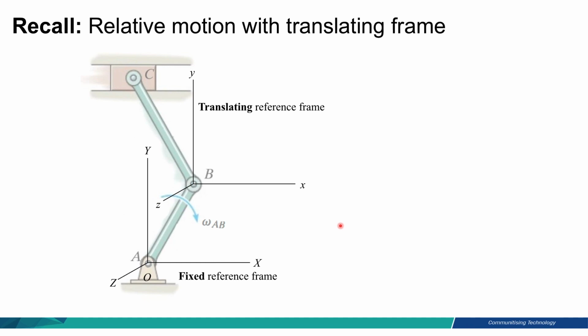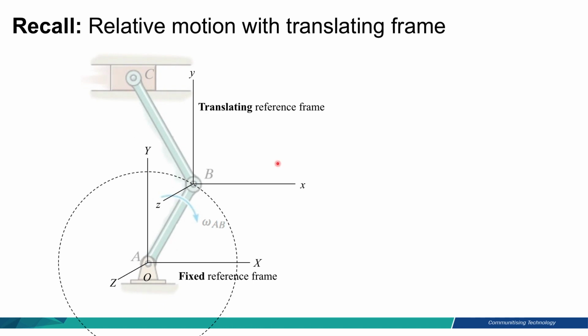From here we can draw the position vector of point B from the fixed reference frame, that is RB or RB/A in this case. We can also draw the position vector of point C with respect to the fixed reference frame, RC or RC/A. And then we can draw another position vector of point C with respect to the translating reference frame, RC/B.